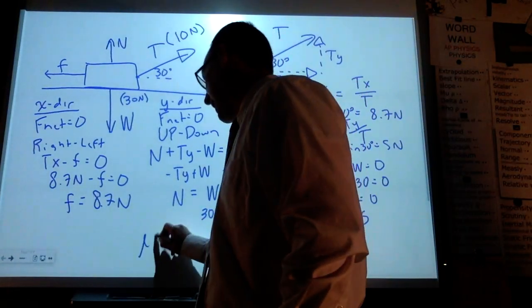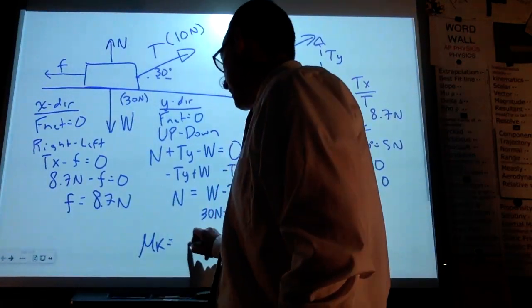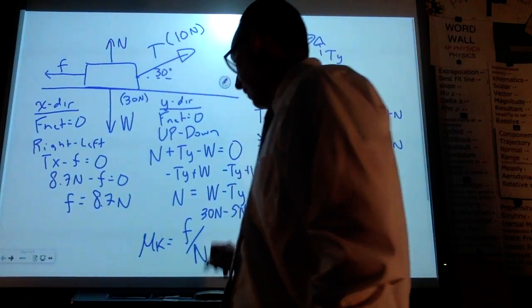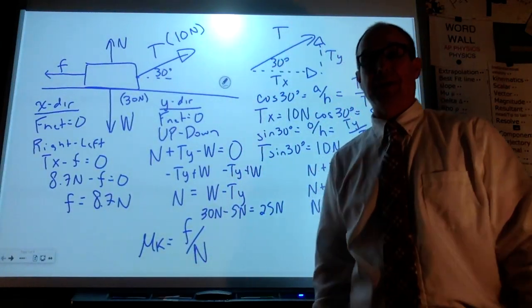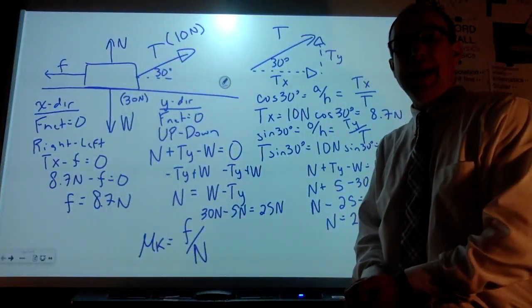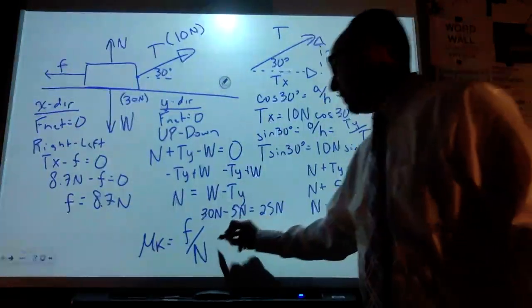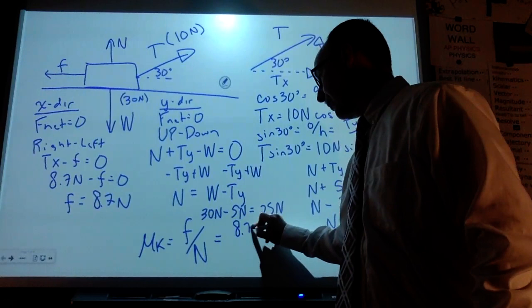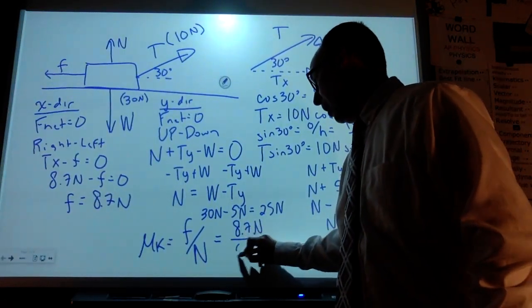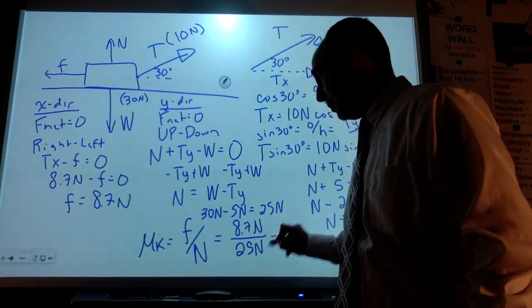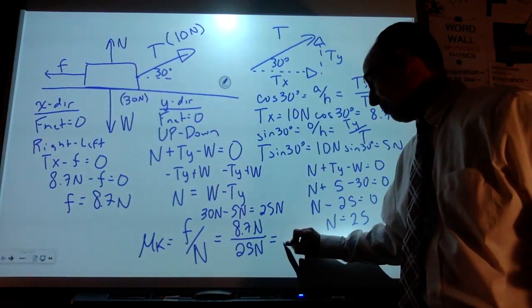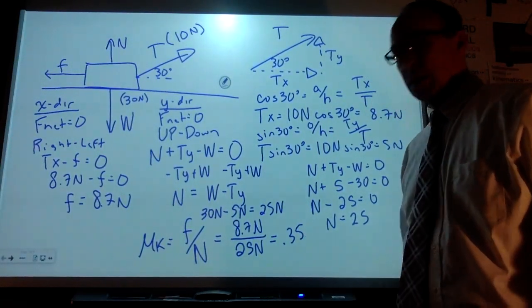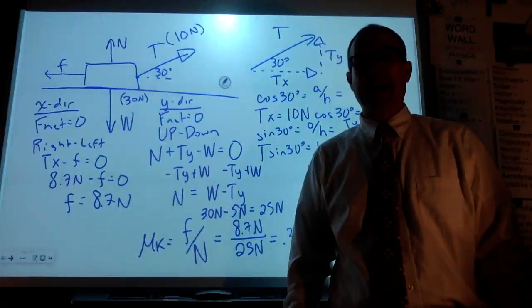The last part of this is they ask us to solve for mu. So since it's sliding, it's the equal to, and mu is the ratio of how hard is it to drag something compared to how hard is it to lift something. And so in this case, our force of friction is 8.7. Our normal is 25. And according to my key, I have 0.35, which is probably pretty close to what we got in the friction lab.